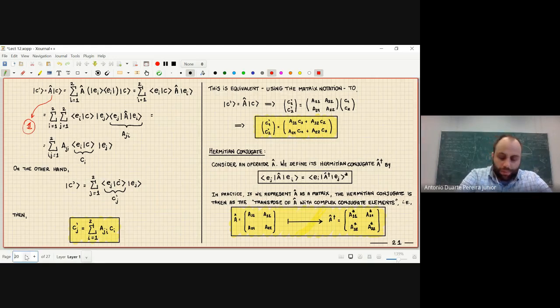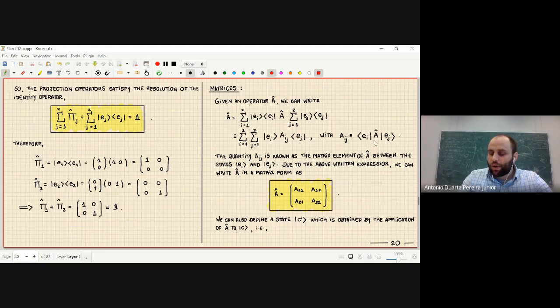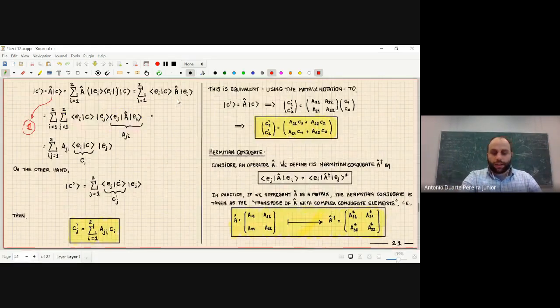But in the previous page, I just defined an object which is the sandwich of A with two E's, one cat and one bra. Here I just have A and this bra, and this cat. This bra is already multiplying this C, so I cannot play with this bra anymore. So what I do, I come here and I insert another identity.